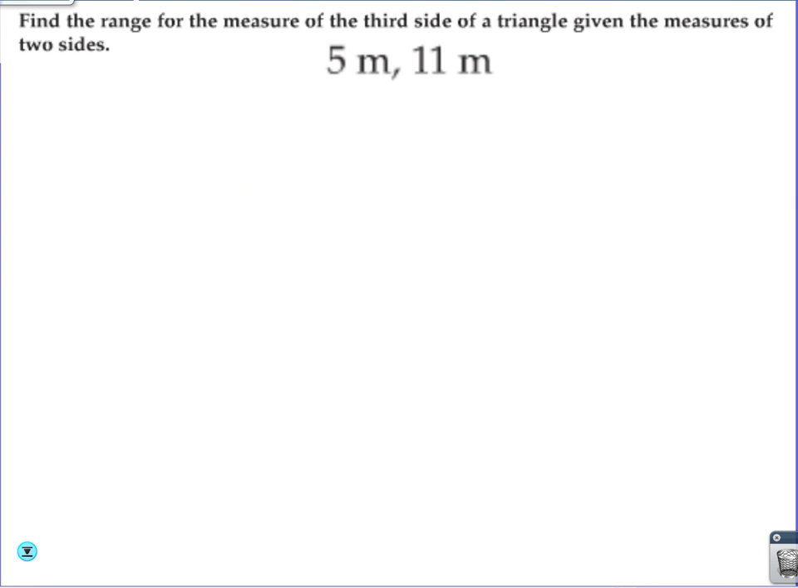Let's try another one. What if you have 5 and 11? Consider both scenarios. We don't know. The second scenario, the longest side might be your x.